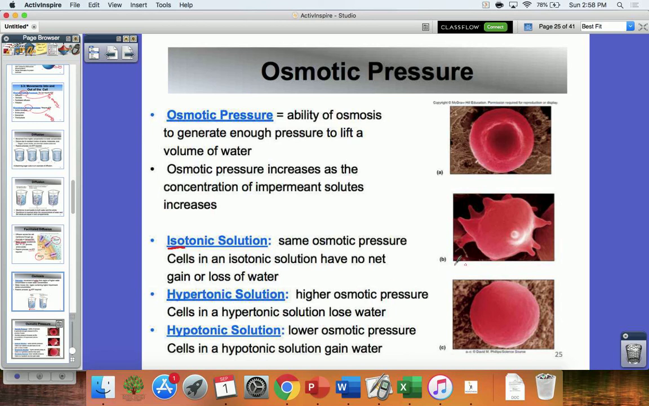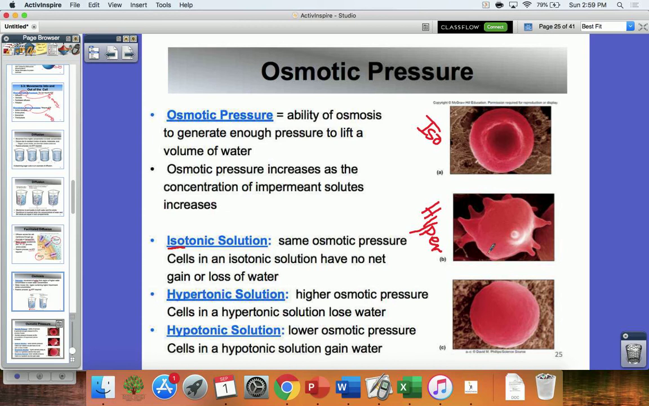And that will be our second picture here. So in a hypertonic solution, this is hypertonic here. This is iso. So iso, no movement or gain or loss of water. Hypertonic solution, that's the pickle example, where we have more water on the inside of the cell, more solutes on the outside. Water will move out. The cell will shrivel or shrink.